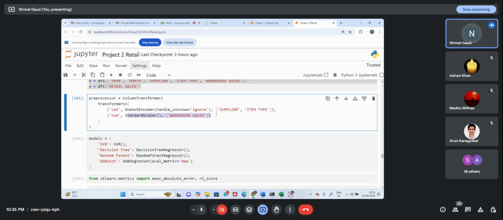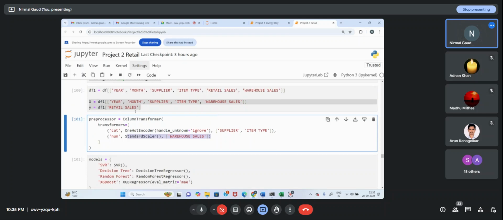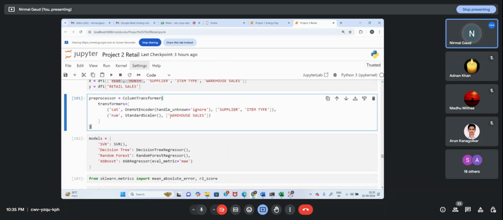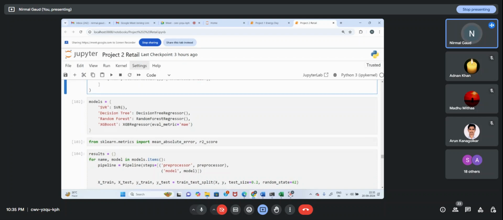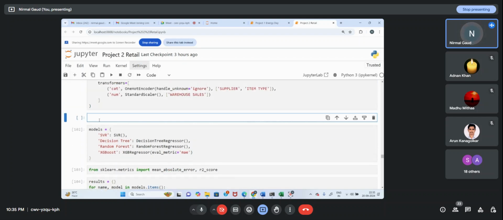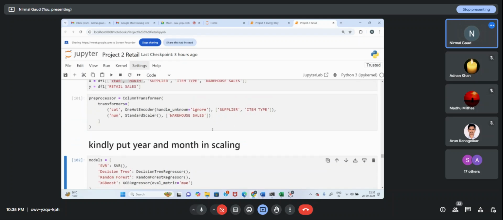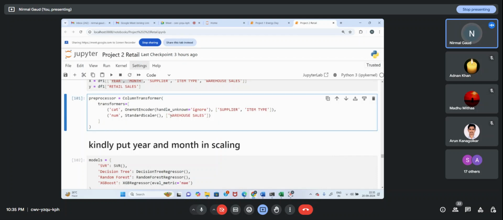You should apply it to all the numerical ones. You could have year and month also here; year and month can also be put in the scaling. Let me put a comment. I did it from my side without year and month, but you can kindly put year and month in scaling. All numerical features go into scaling.